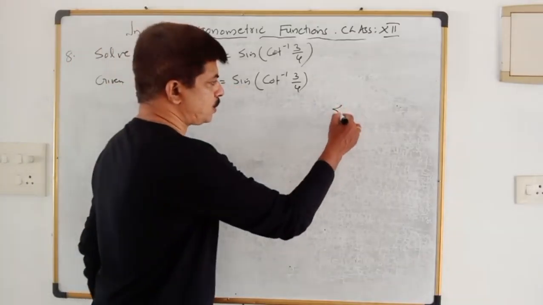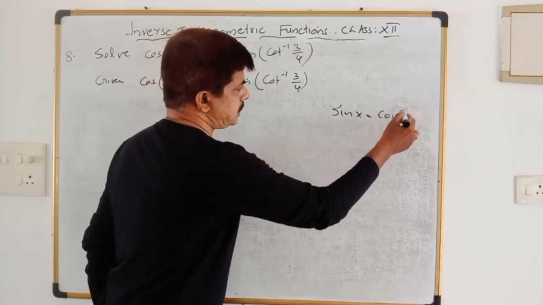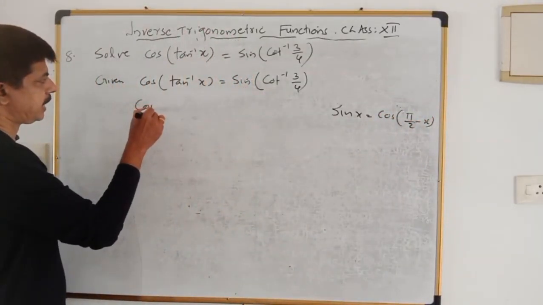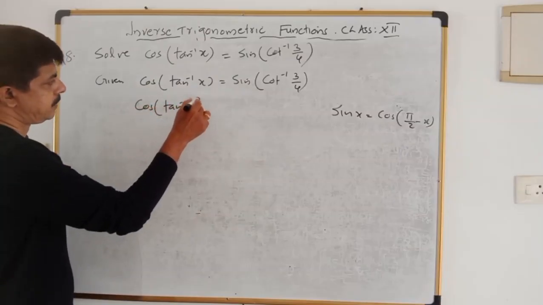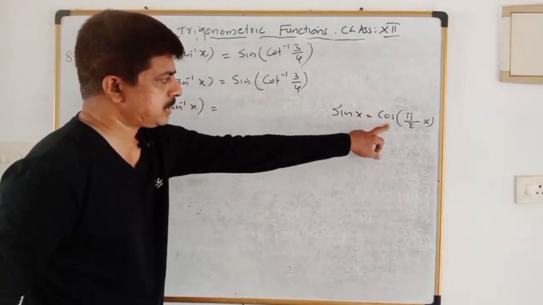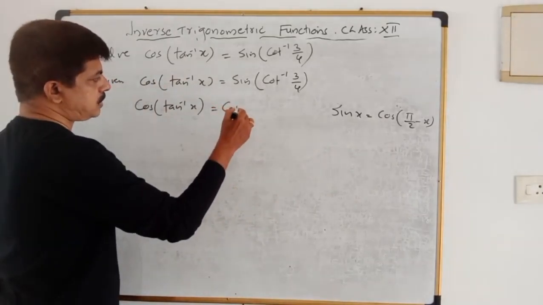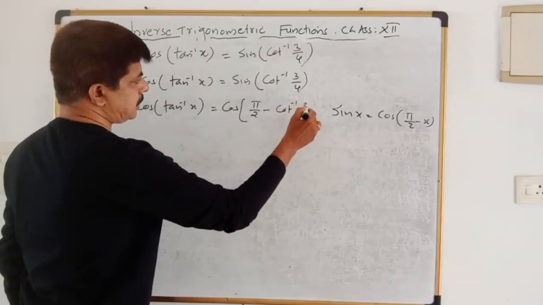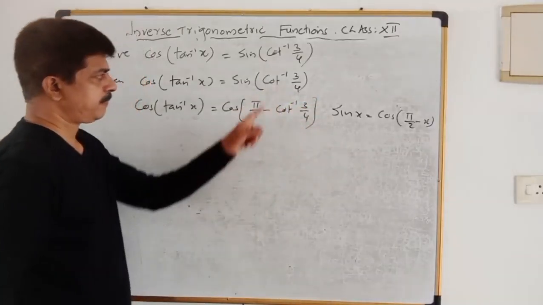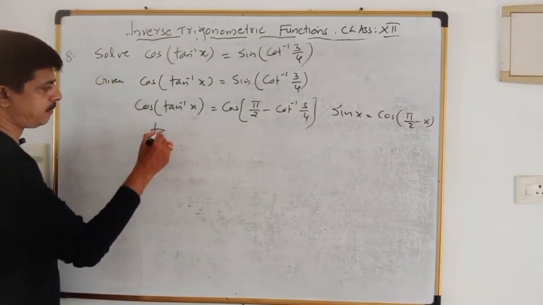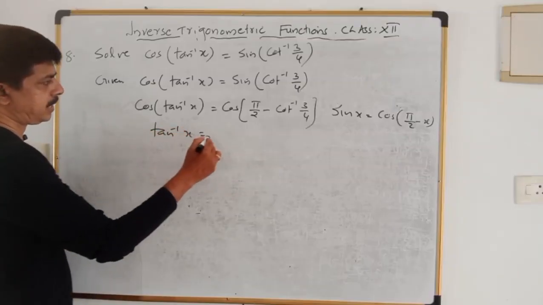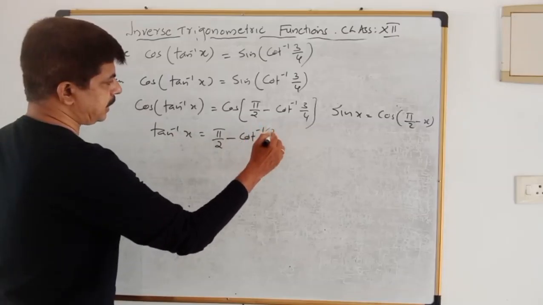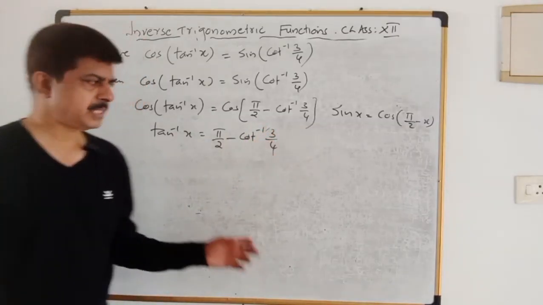Sine we know how to convert to cos. Sin x can be changed to cos of 90 minus x. So the right side we can express using this formula as cos of pi by 2 minus cot inverse 3 by 4. Consider this as the x. So on both sides cos is eliminated, so only tan inverse x will exist: pi by 2 minus cot inverse 3 by 4. Some more simplification is required.